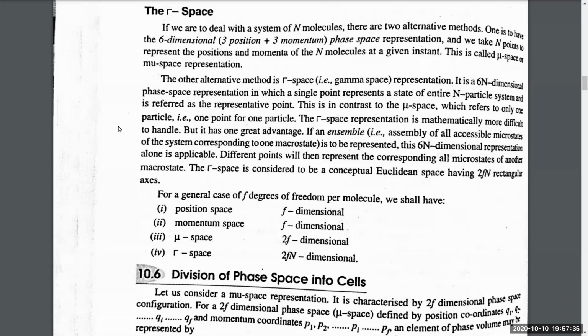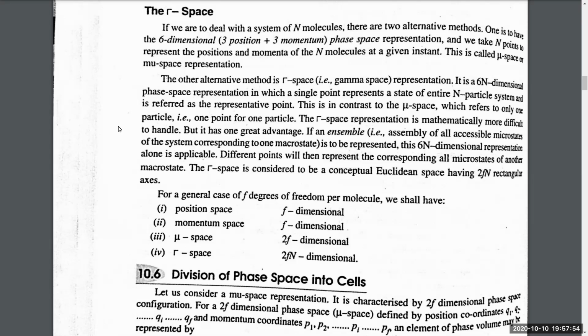Now, this is in contrast to the mu space, which refers to only one particle. In six-dimensional space, we have one point and we have one particle. That was the case for mu space. Now, the gamma space representation is mathematically more difficult to handle.